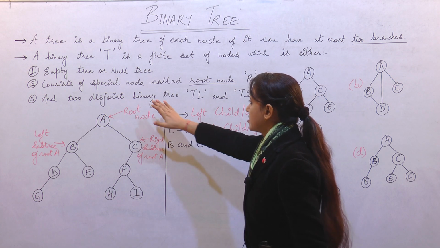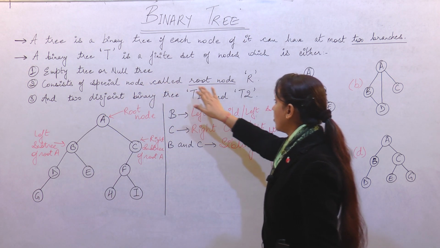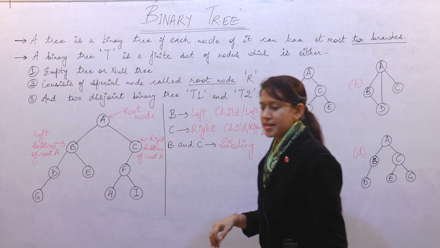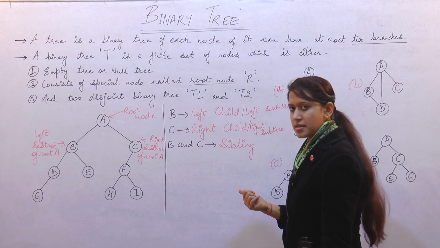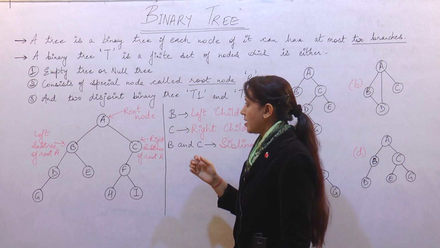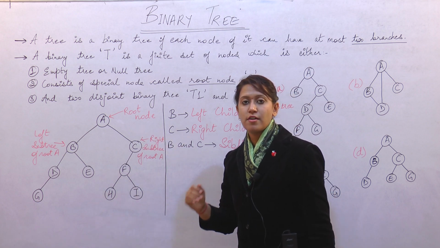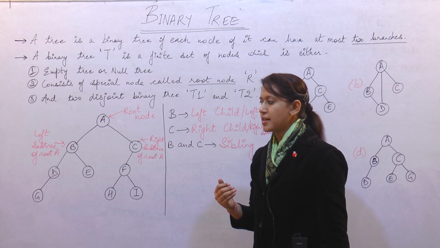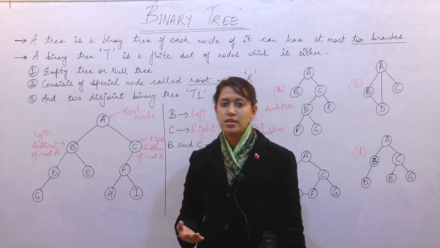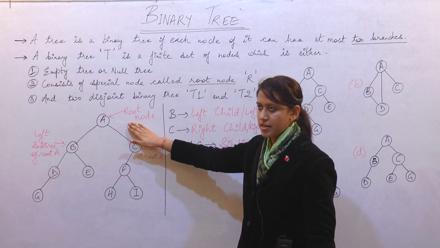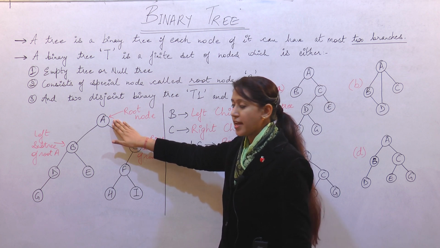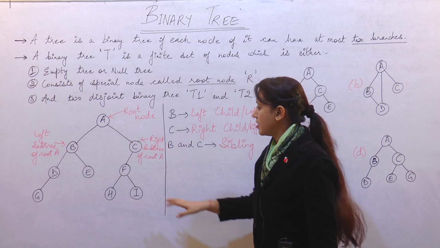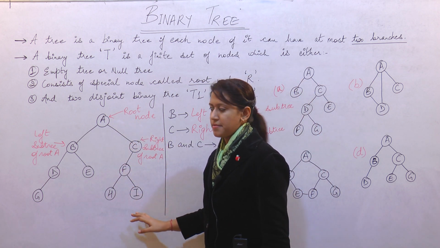The second point says it consists of a special node called the root node, denoted by capital R. We discussed in our previous video that a specially designated node is always present at the topmost level of the tree, and that node is known as the root node. So here we have A as the root node of this given tree.